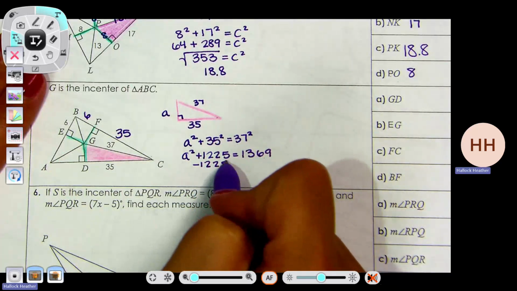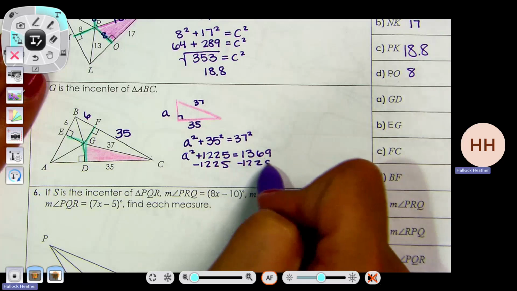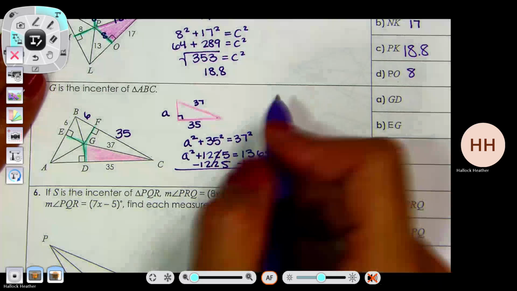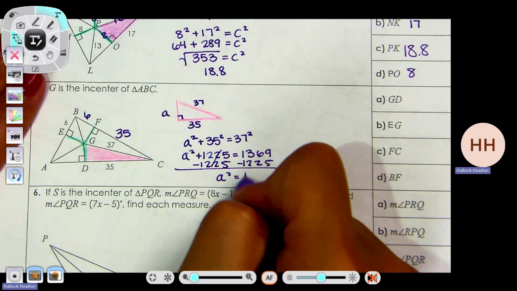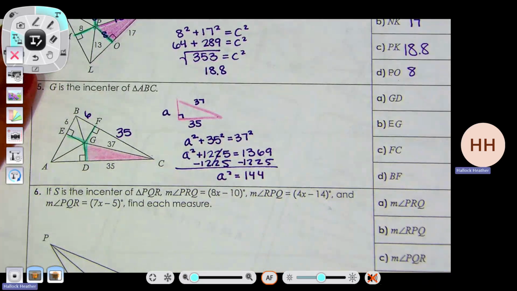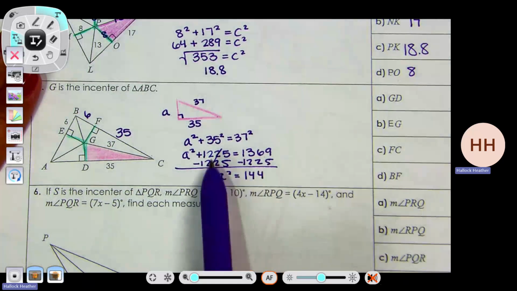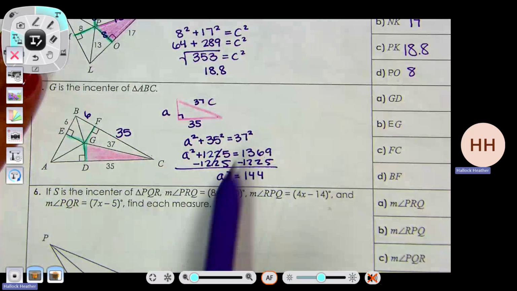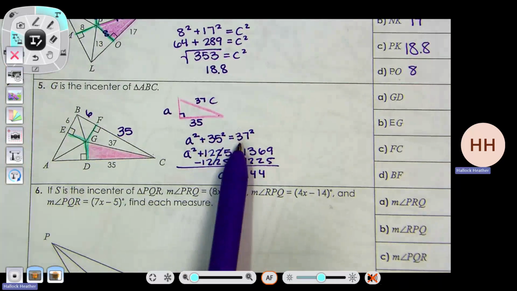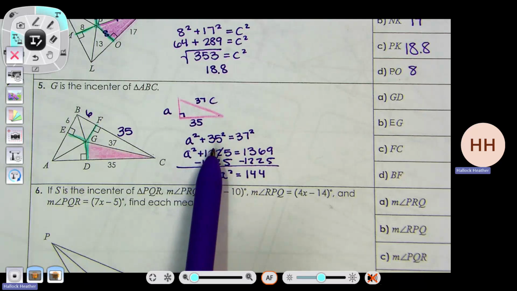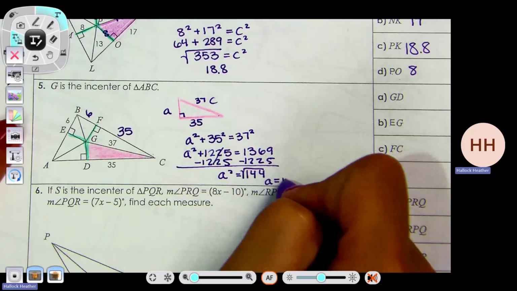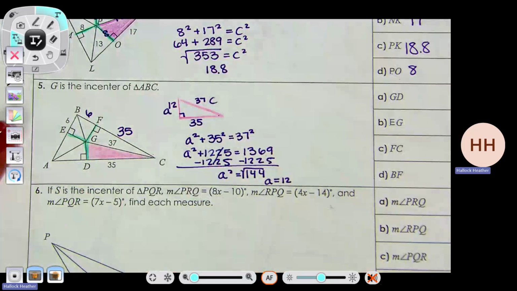Minus 1, 2, 5, whatever that number is. Ooh, this is nice. What do you get for this? When you square root 144. Well, that's nice. Because you probably tried to add them. You already know C. C is 37, so this is a subtraction problem. So you're doing 37 squared minus 35 squared. So when you square root, you get 12, which is beautiful and gorgeous. So that's the height, that's the altitude of the triangle.